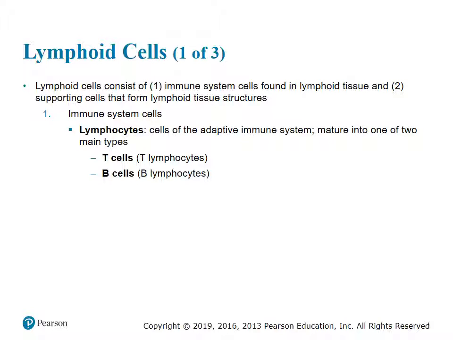Okay, so now we're in the cells and the tissues. So we'll talk about the cells that are composed of the lymphatic system or found in the lymphatic system, right? Okay, so there's two main ones, right? Number one, the immune system cells. Immune system cells are found in the lymphatic system. And number two, the supporting cells that support the tissue and its structure. Supporting cells and then the immune system cells.